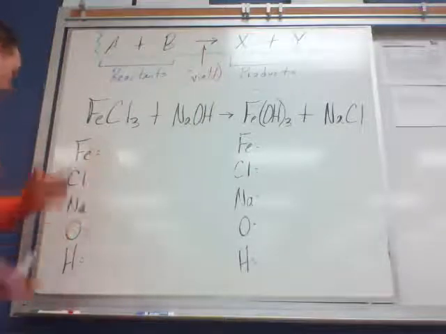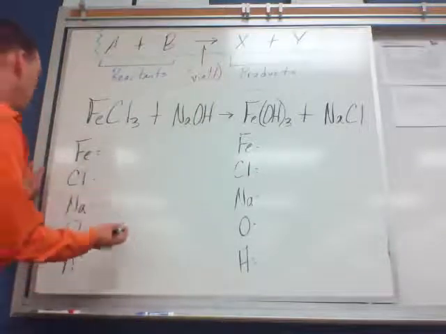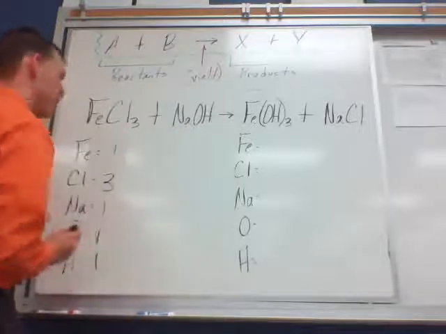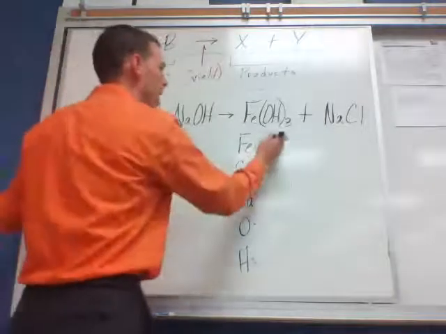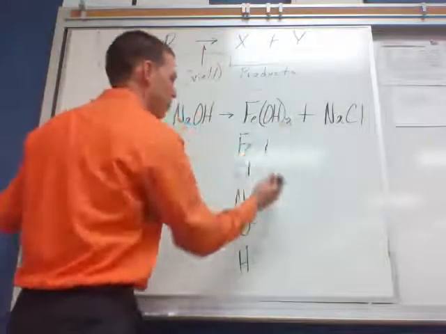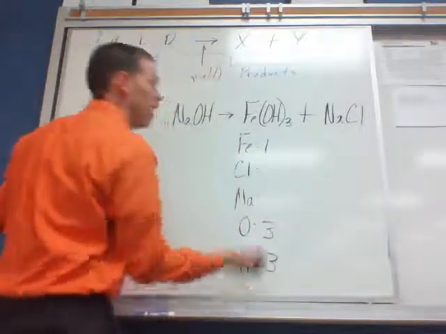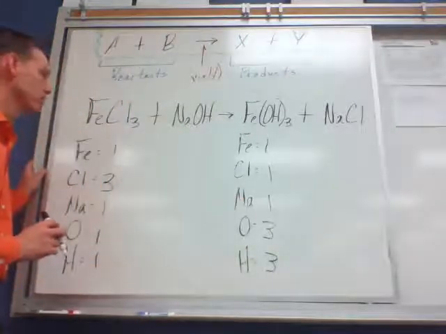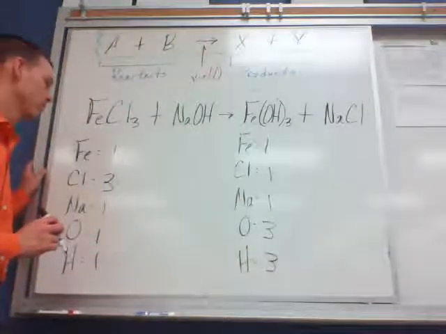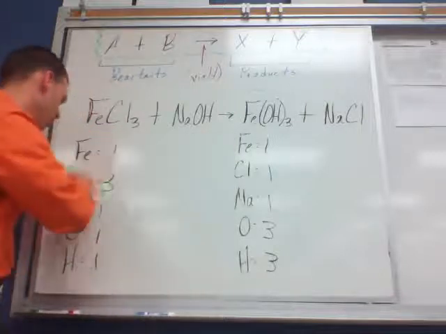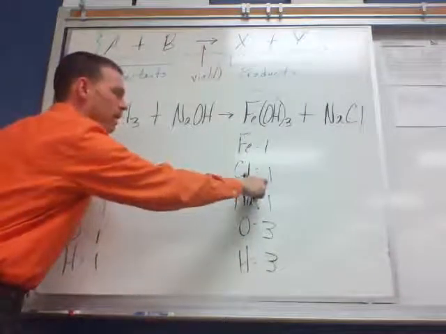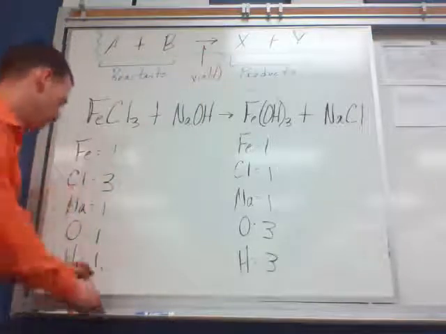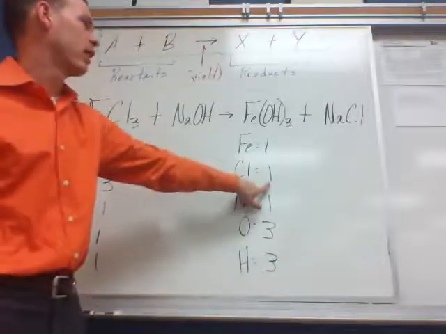This problem looked intimidating. Your list is so long. All right, there's 3 chlorines on the left side and 1 of everything else. 1 iron, 3 of both of those guys, and then 1 of each of those guys. My ions are good. My chlorines are not. 1 times 3 equals 3. So I want to put a 3 on my chlorine here.